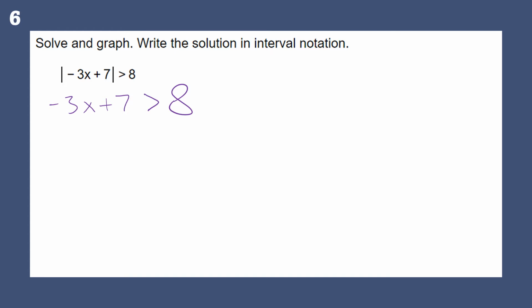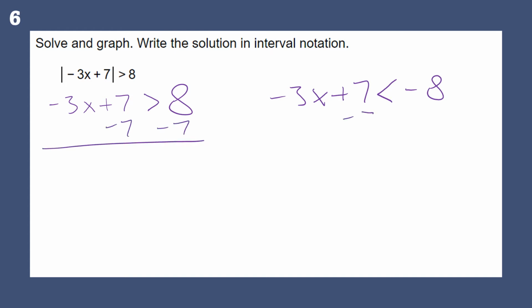The next thing I'm going to do is write the same thing, negative 3x plus 7, except I'm going to put negative 8. I'm also going to flip my inequality, because I changed the sign on the right. Now I'm going to solve each of these, minus 7, minus 7. I'm going to do both of them at the same time to be really fancy.